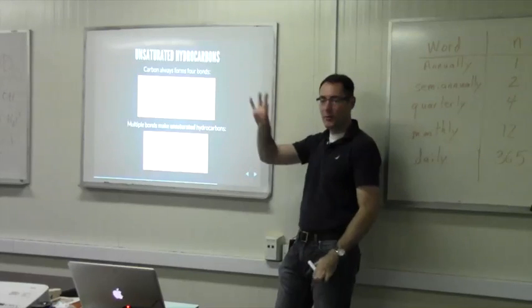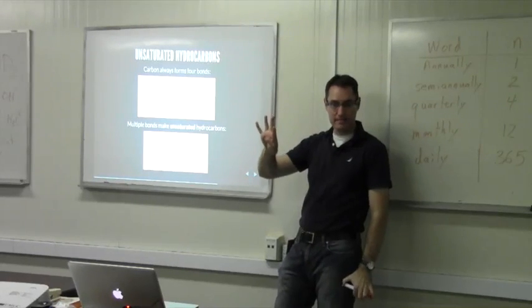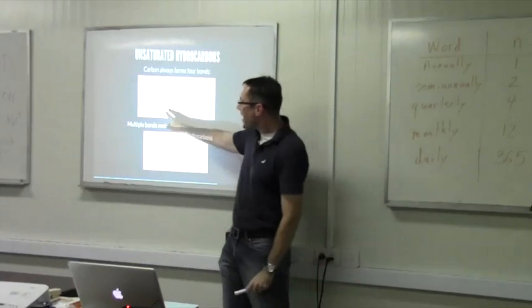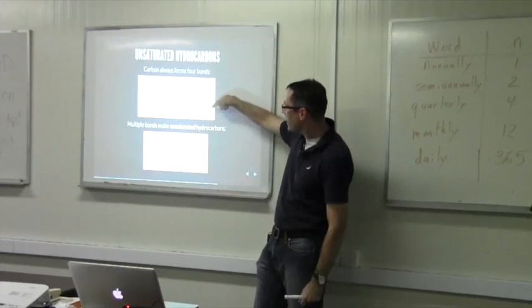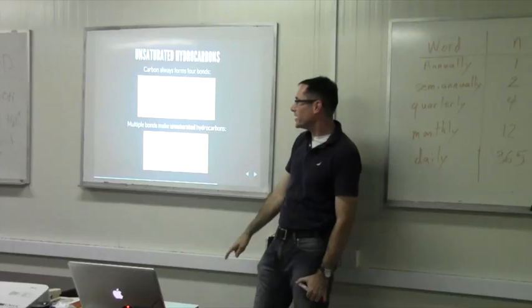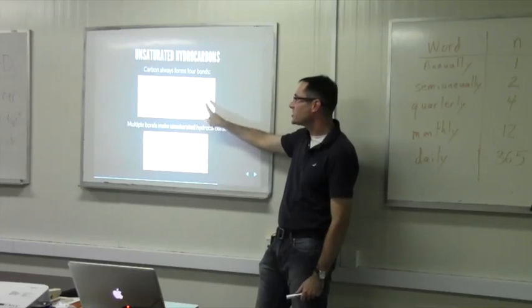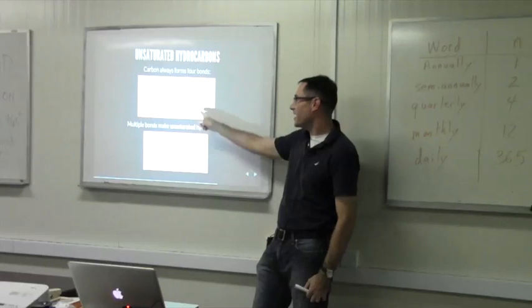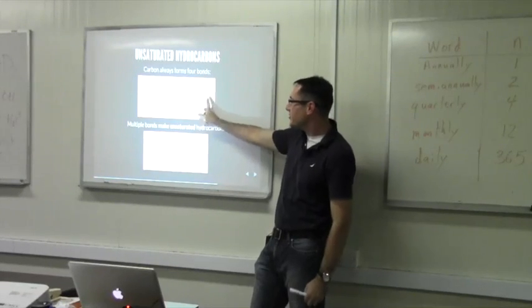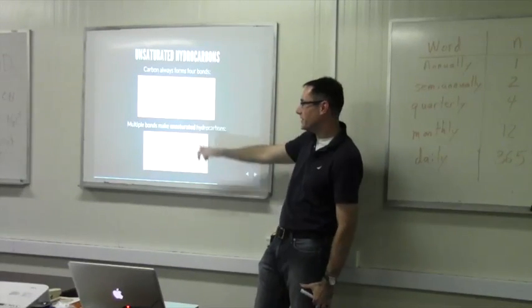Carbon will always form those 4 bonds. If the carbon bonds like this, we call that saturated. In other words, the carbon is saturated with hydrogens. Every one of the carbons on the other side just has one single bond there.